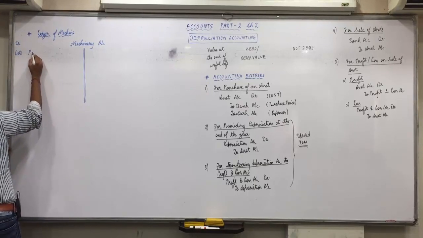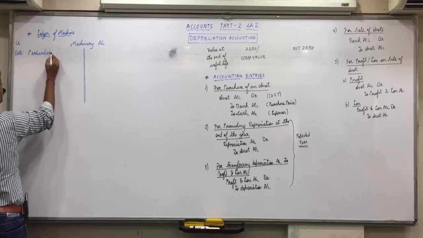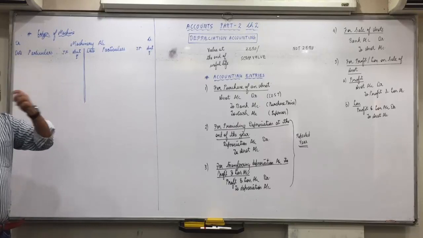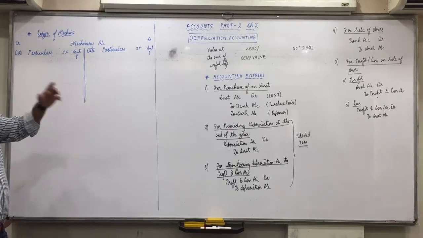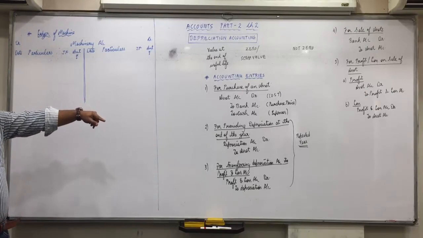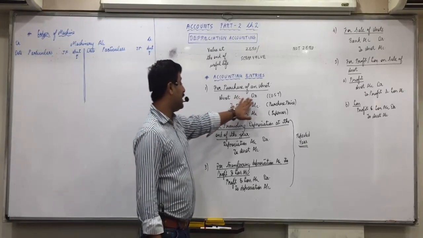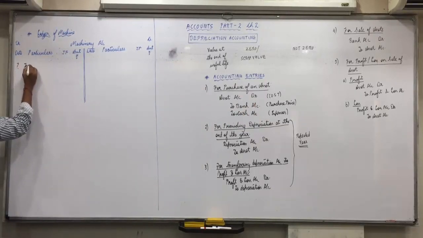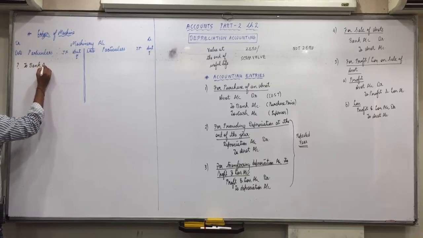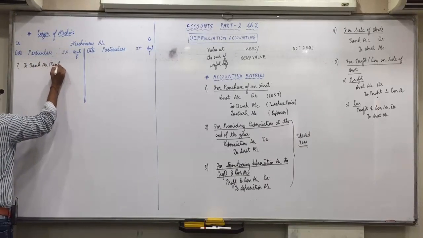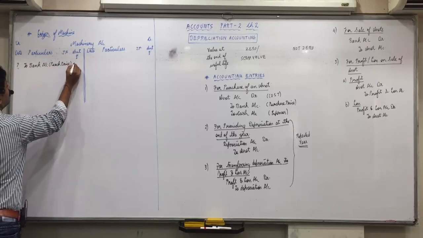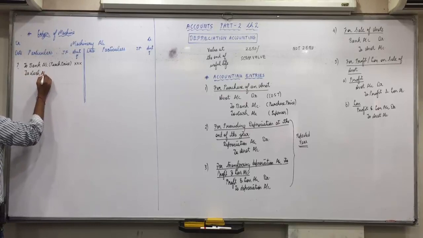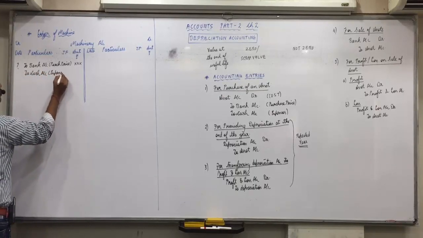So understand this first, then you can write it. Date, particulars, JF. See here. First entry for purchase of an asset. What is the journal entry? Asset account debit to bank, to cash. Now asset account debit means in asset account we will write on debit side, to bank account with the purchase price and to cash account with the amount of expenses.